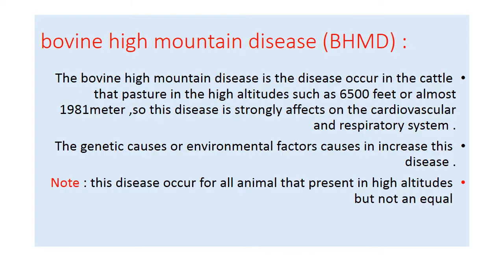Now I want to talk about the bovine high mountain disease. The bovine high mountain disease is a disease that occurs in cattle that pasture in high altitudes, such as 6,500 feet or almost 1981 meters. And as we know, in high altitudes, the oxygen level decreases. So this disease strongly affects the cardiovascular and respiratory systems.